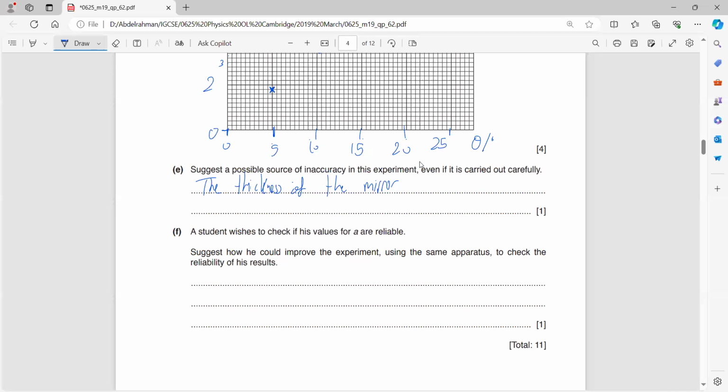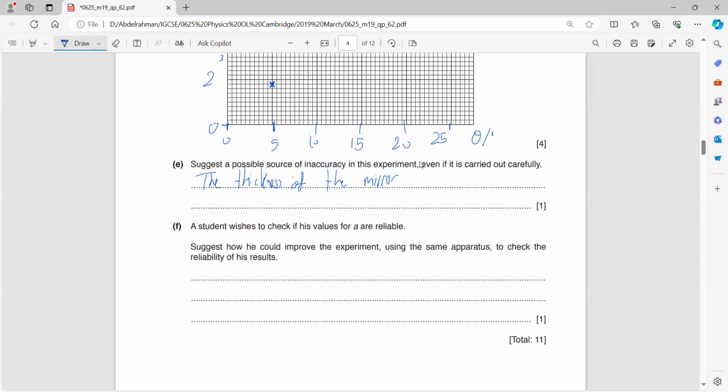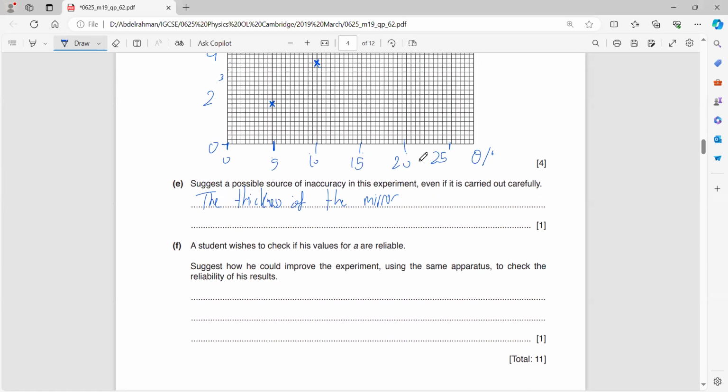A student wishes to check if his values for A are reliable. Are the values of A reliable or not? How could he improve the experiment using the same apparatus to check the reliability of his results? How can he check if these results are correct or not? All he needs to do is repeat and take an average.